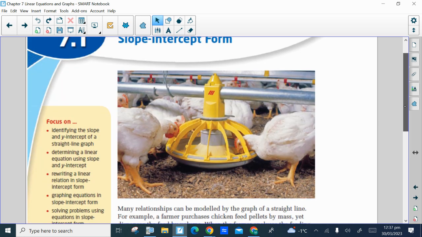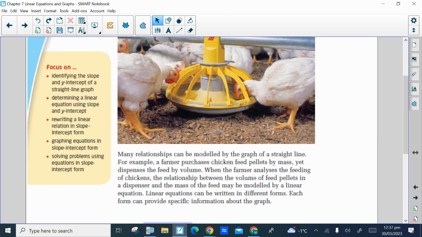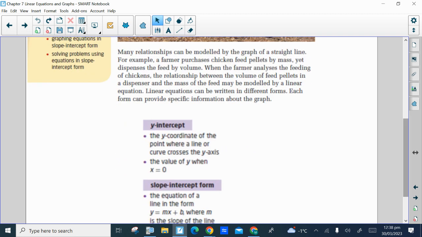So we'll start by looking at the slope-intercept form. We'll identify the slope and y-intercept of a straight line graph. We'll determine a linear equation using the slope and y-intercept. We'll rewrite linear relations in slope-intercept form. We'll see how we graph equations in slope-intercept form, and then look at some problems.